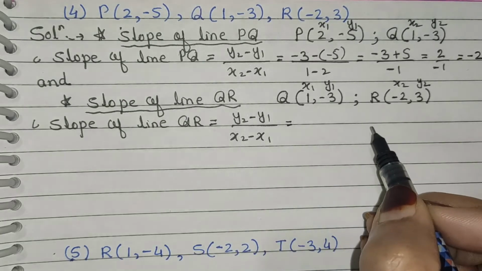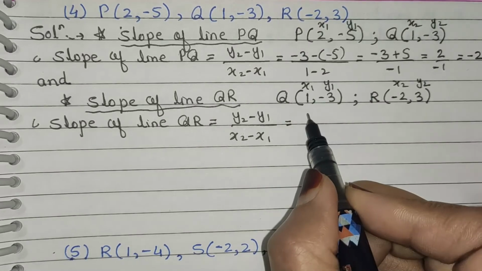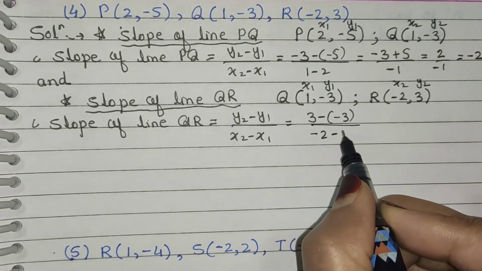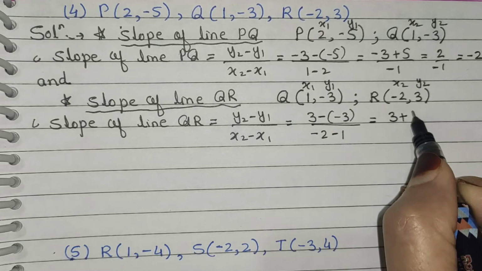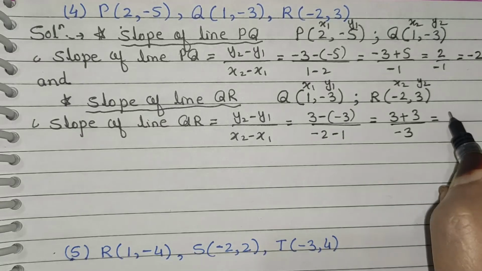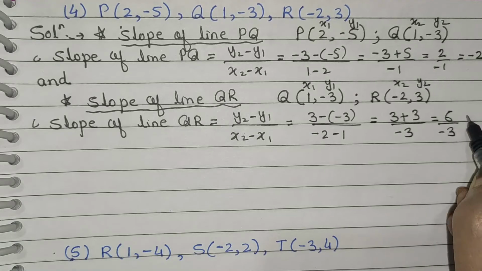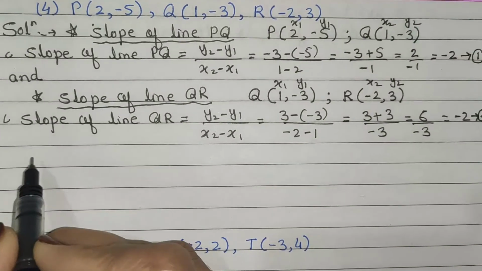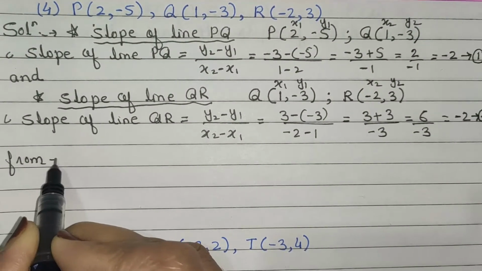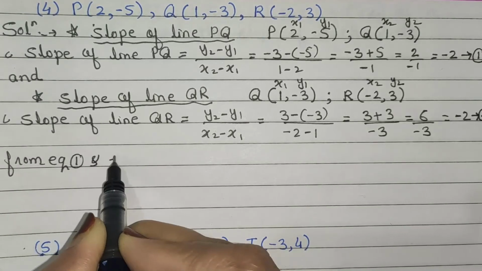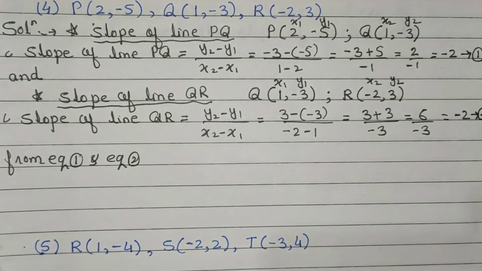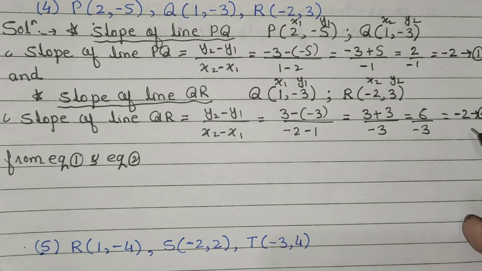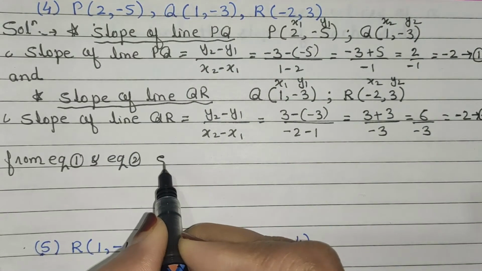Now substituting the values we get here (3 minus of minus 3) upon (minus 2 minus 1) is equal to (3 plus 3) upon minus 3 is equal to 6 upon minus 3. Cancel it, 3 to the 6. We get here minus 2. Give it equation number 2. Therefore, from equation 1 and 2, look here, we get in both equations minus 2 and minus 2. Right hand sides are equal, therefore left hand side is also equal.